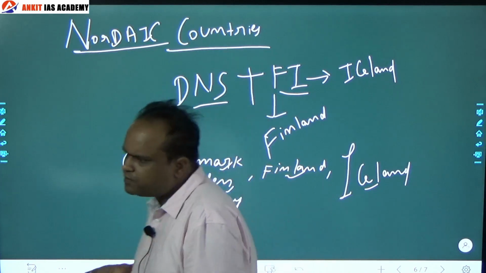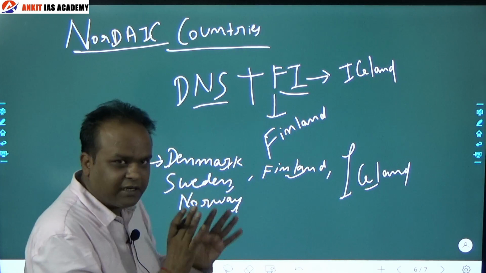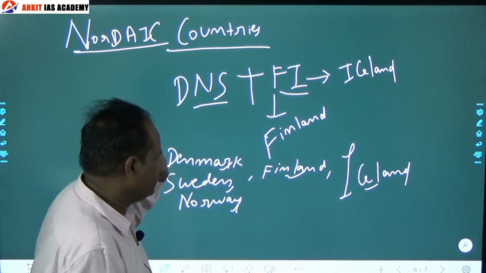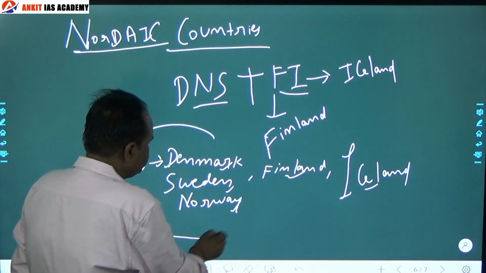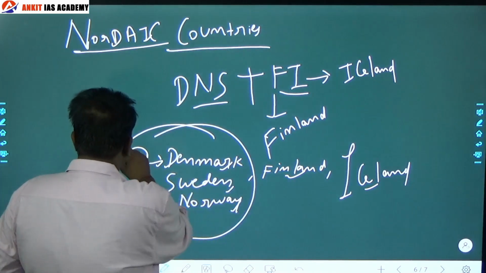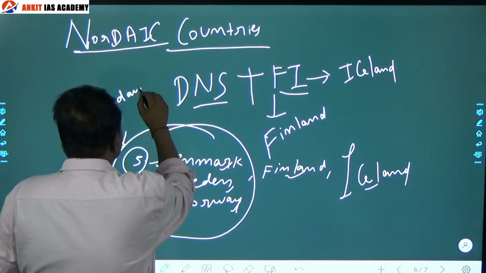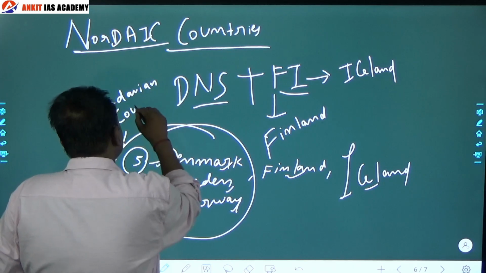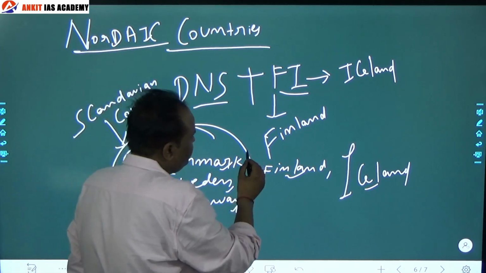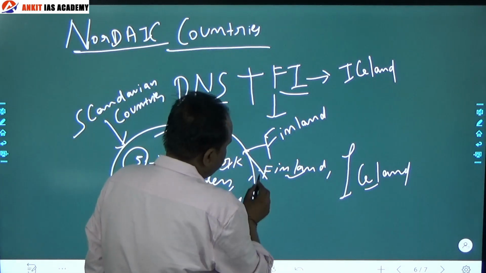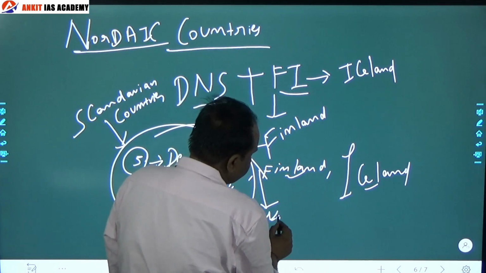In your prelims, they will confuse the Scandinavian Peninsula or Scandinavian countries with the Nordic countries. Just remember, these 3 are Scandinavian countries. And when we add these 2, then it comes under Nordic countries.